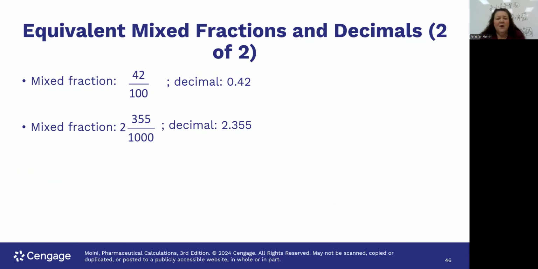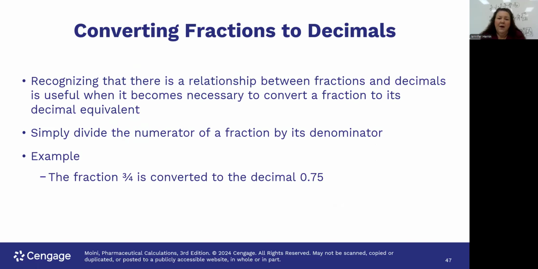And they give you a couple more examples. 42 over 100 is a decimal of 0.42. And the mixed fraction 2 and 355 over 1,000 is expressed as a decimal as 2.355. That last 5 lands in the thousandths position. And again, that is what makes it possible to write that as a decimal that way.